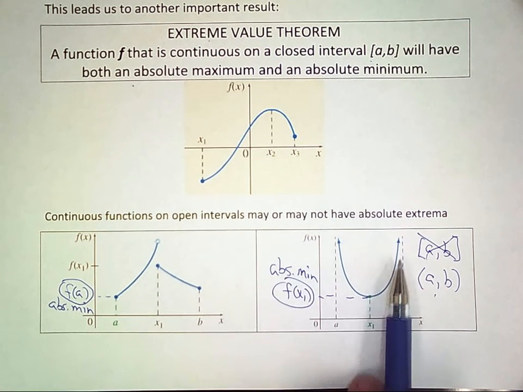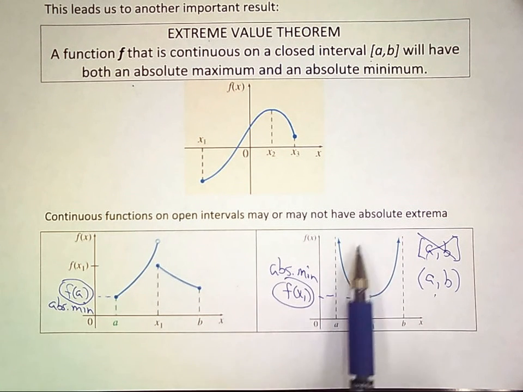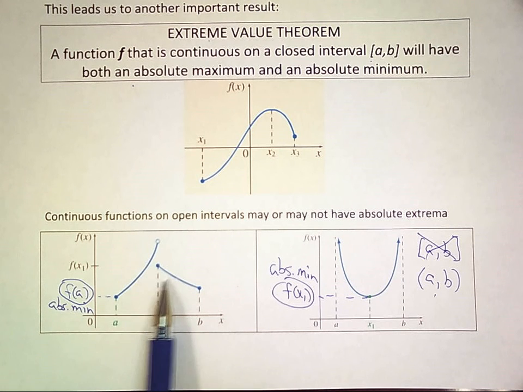But you don't have a max, because it just keeps going up, and if the graph were flipped, you'd have a max but no min. The point being, if you have a discontinuous function over the interval, or if the interval is not closed, the extreme value theorem just simply does not apply.